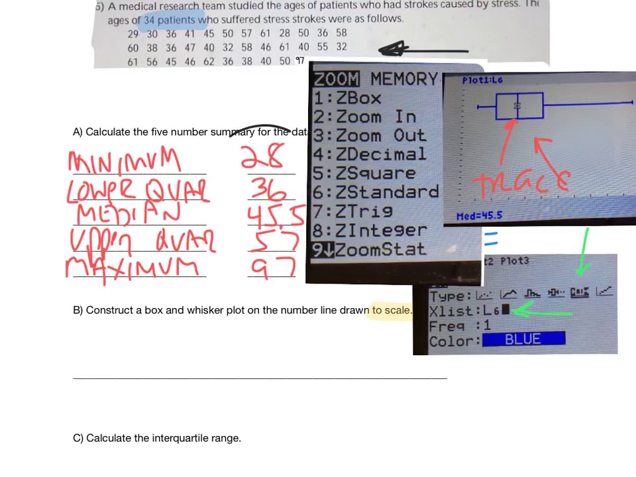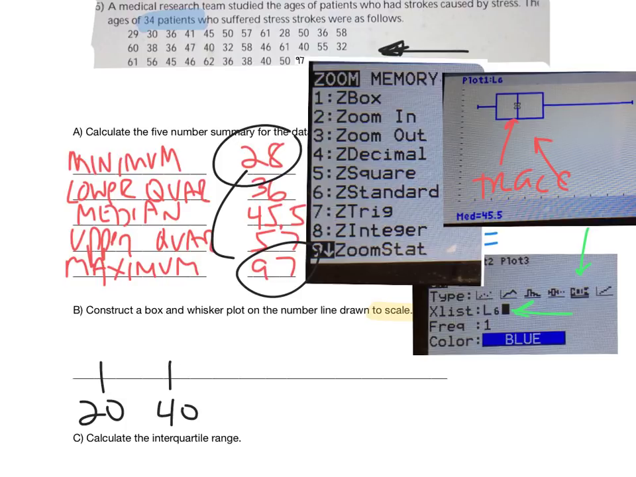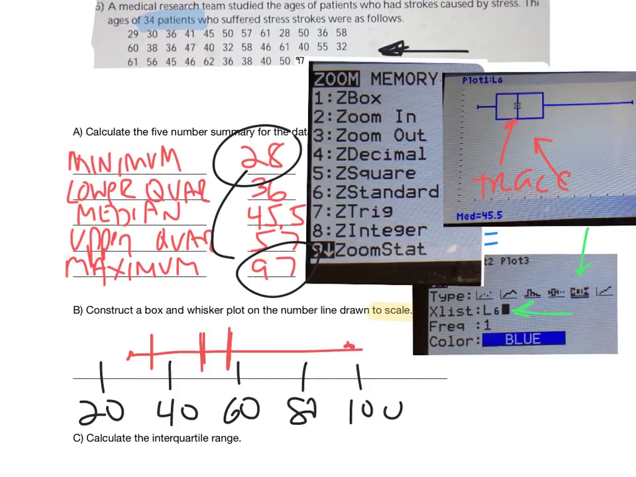We know our values run from 28 to 97, so maybe what I'll do is I'll break up my number line by 20s. And we're going to draw this thing to scale, so we're going to make each 20 interval look correct. Here our minimum is 28. Our lower quartile is 36. Median 45.5. Upper quartile 57, and the max of 97. So here is our box and whisker plot, and if you notice, it is drawn to scale.